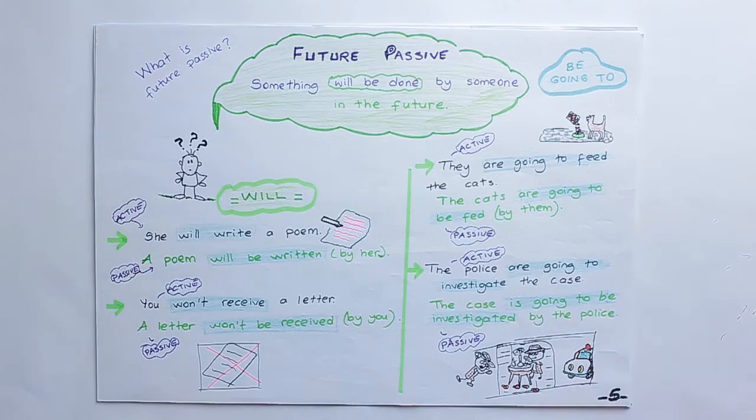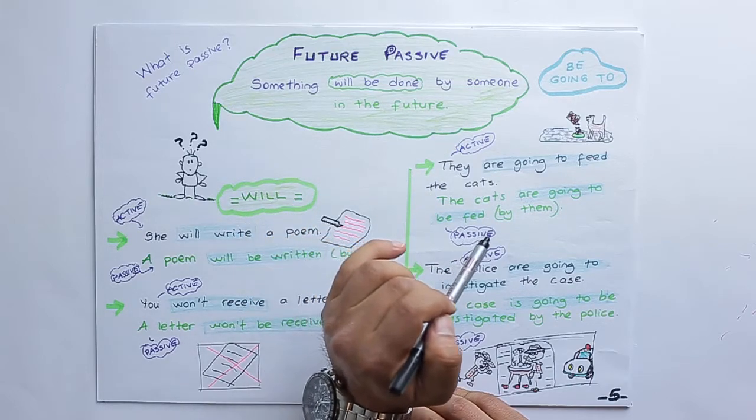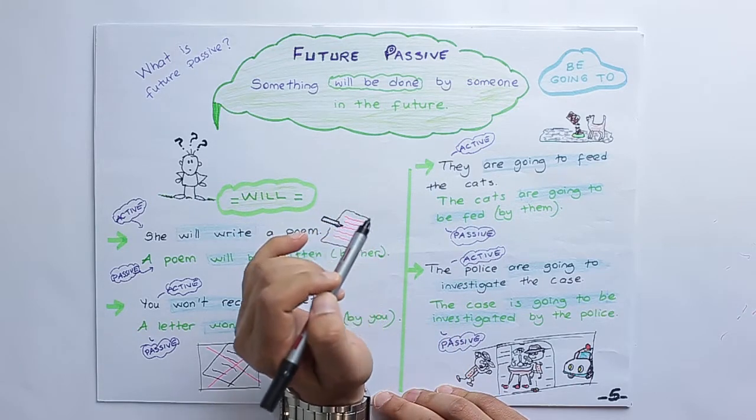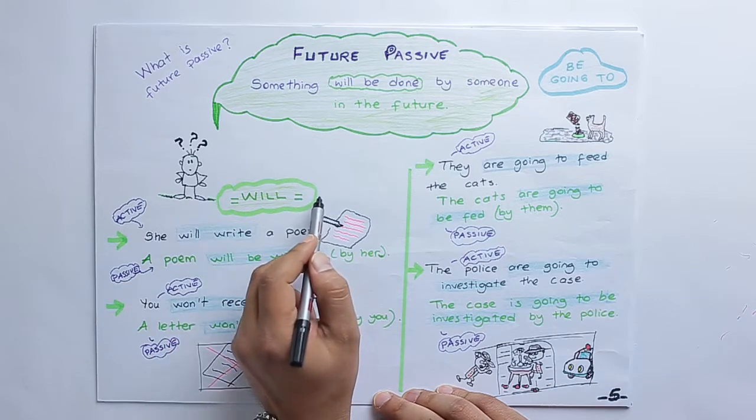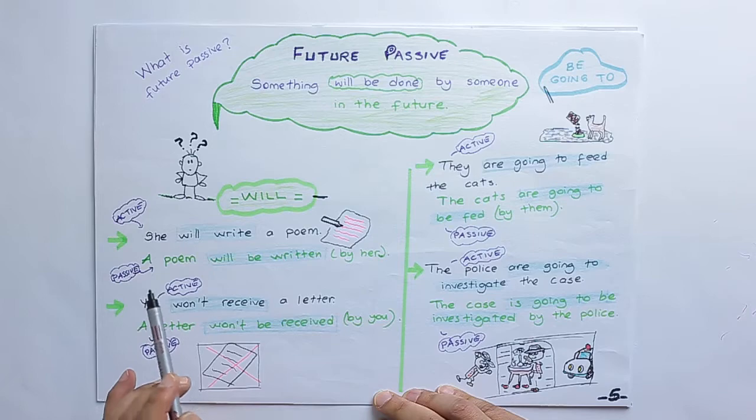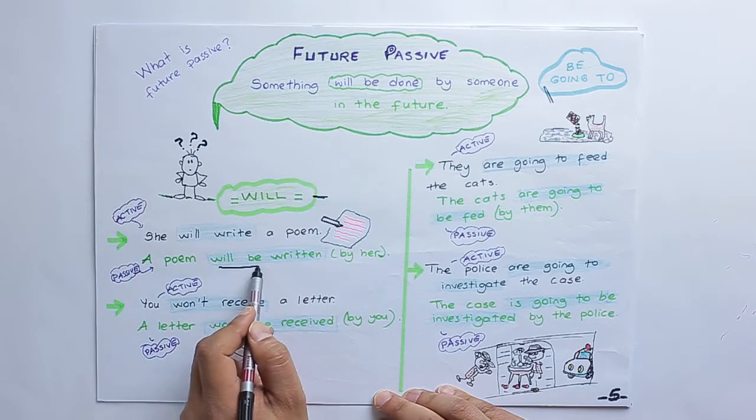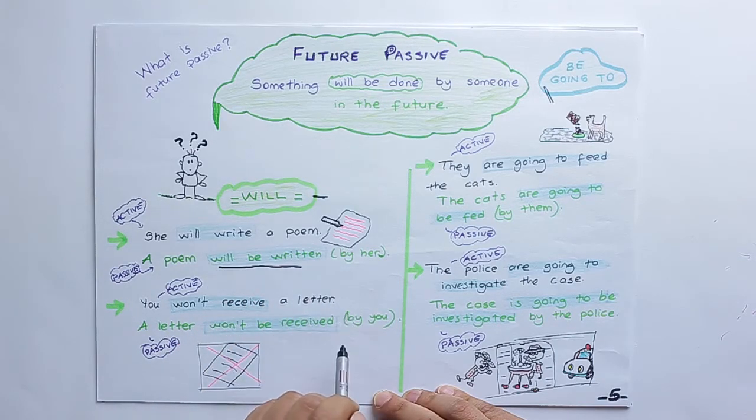Future passive. What is it? It says that something will be done by someone in the future. You know that there are two future forms in English. One of them is will, and the other one is be going to. As an active sentence, she will write a poem. For the passive form, a poem will be written by her.